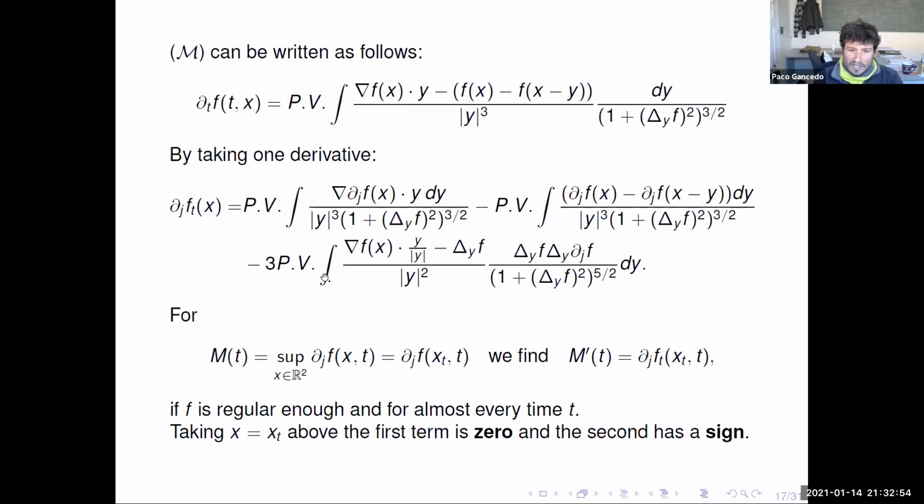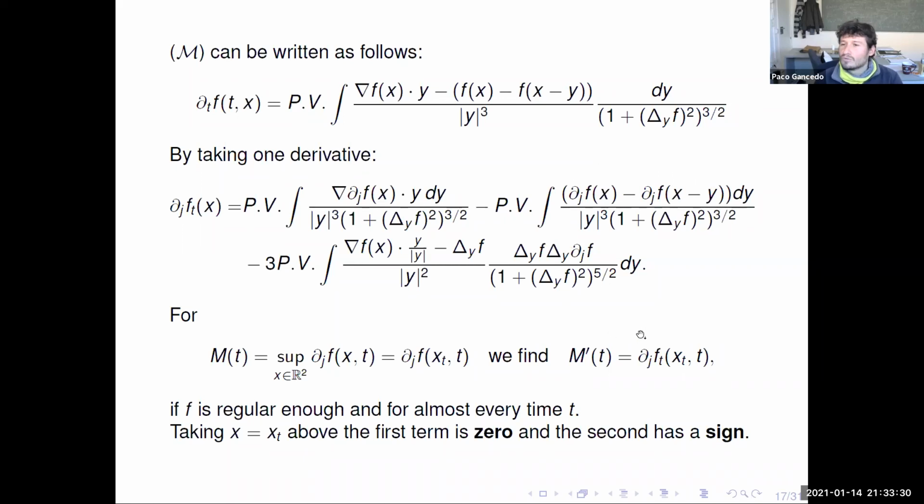So in this equation, I'm going to evaluate at xt. So very good, this gives me M prime of t for almost every time here. This guy disappeared because I have the gradient of the derivative j of f of xt. So at the maximum, this is 0. Okay, the gradient has to be 0 because it's a maximum. Here I have the appropriate sign. This is kind of a nonlocal dissipation. And this has the appropriate sign. Here I have the maximum, and here I have another value.